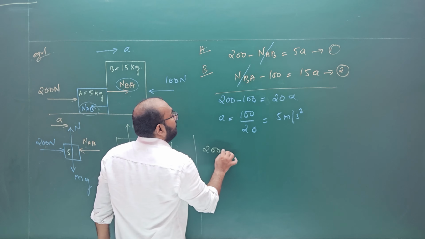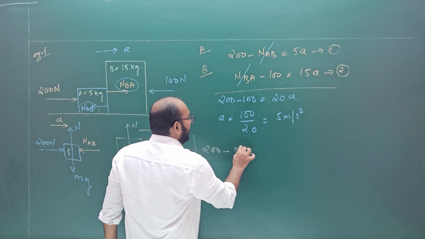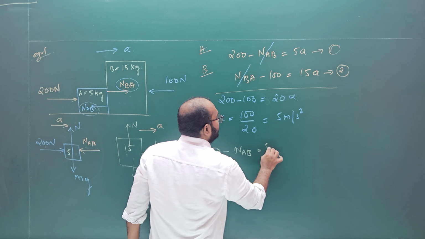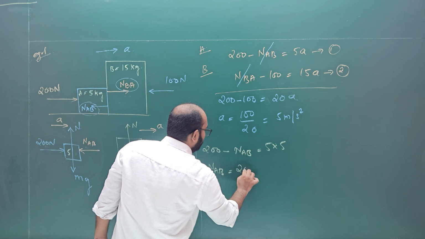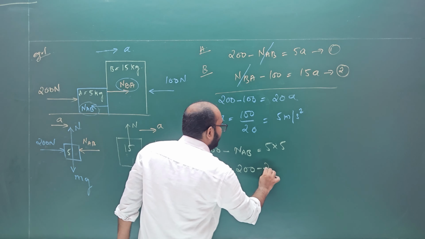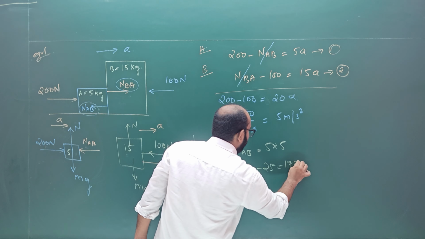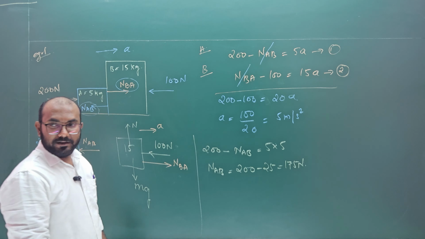So 200 minus NAB equals 5 into 5. Reshuffling this, I will get the NAB value equals 200 minus 25, that is 175 newtons. Yes or no?